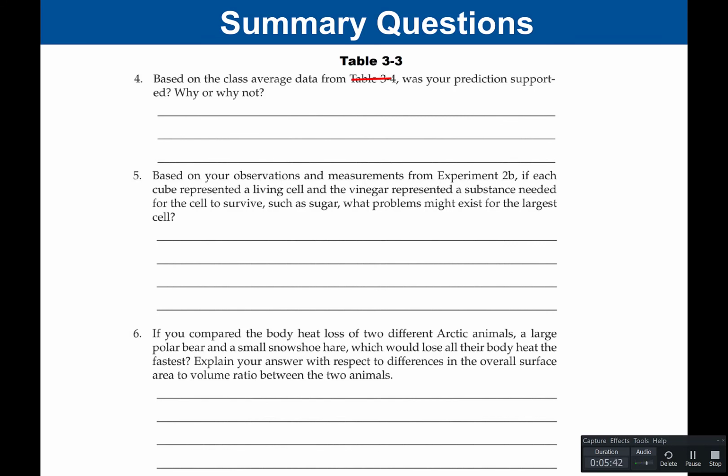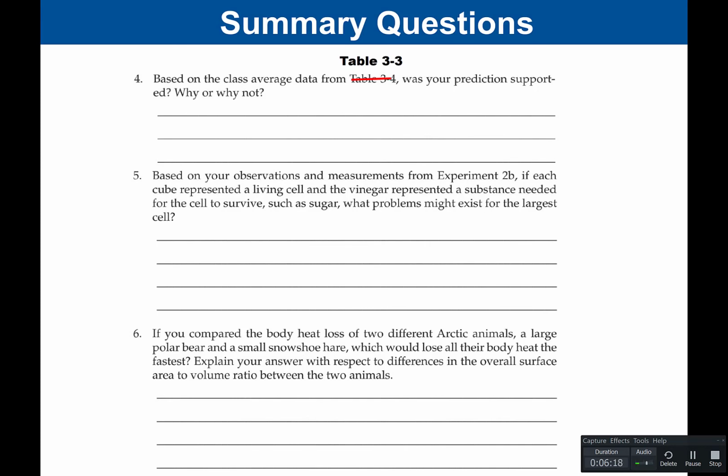Question number 6. If you compared the body heat loss of 2 different Arctic animals, a large polar bear and a small snowshoe hare, which would lose all their body heat the fastest? And it says, explain your answer with respect to differences in the overall surface area to volume ratio between the 2 animals. Again, it comes back to whether higher or lower surface area to volume ratio has the faster rate of diffusion. So you need to look at your data and see which one has the faster rate of diffusion.